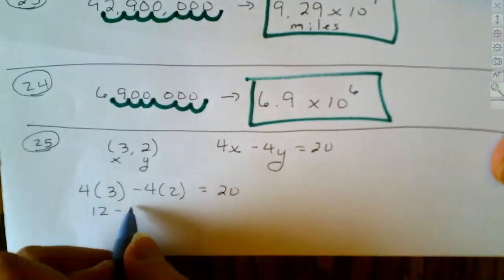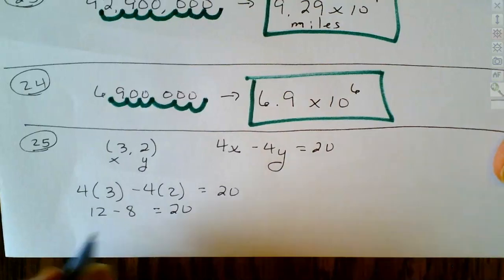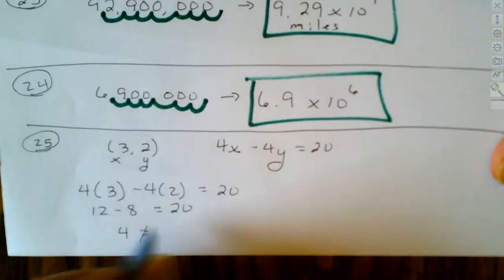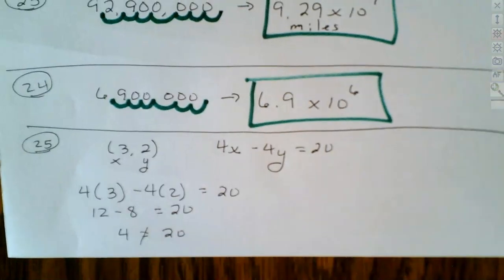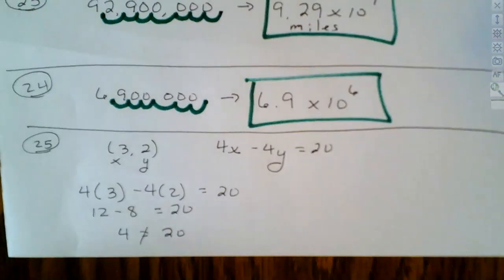4 times 2 is 8. Watch your signs there. Well, that doesn't work, does it? Because 12 minus 8. 12 minus 8 makes it a 4. And 4 clearly does not equal 20. So this would not be a solution then. So it's not a solution. And why is it not a solution? Because the sides are different.